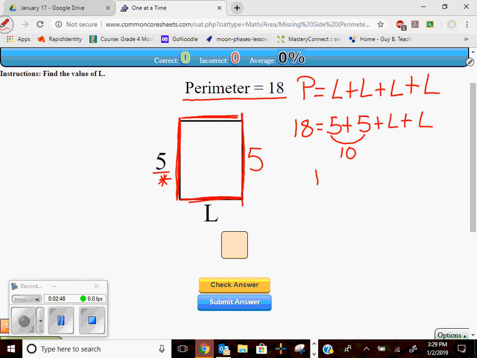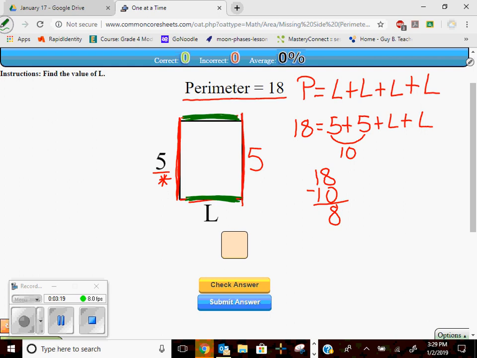So I'm going to subtract from that 18 the 2 sides that I already know, and I'm left with 8. That means that 8 is what this side right here in green plus this side here in green is. Both those sides together, when I add them up, equal 8. But I know it has to be the same number because they're opposite sides. It's not like one side's going to be bigger than the other. They're both going to be the same size.